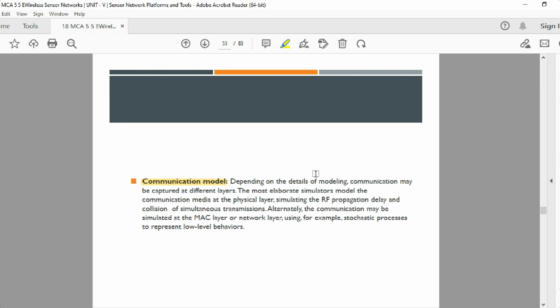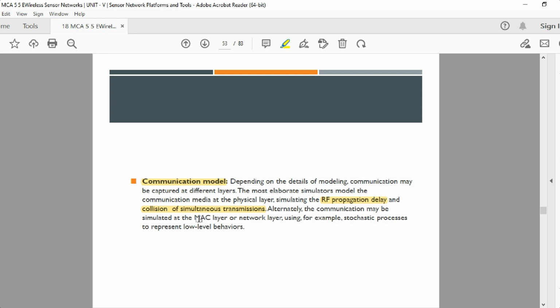Depending upon the details of modeling, we can have the communication at different places. One best one is at the physical layer, where we have the simulation of the radio frequency propagation delay and the collision of simultaneous transmissions. We normally prefer multi-hop transmissions. In such multi-hop transmission, if any collision occurs, we have to take care of that. So this is happening in the physical layer.